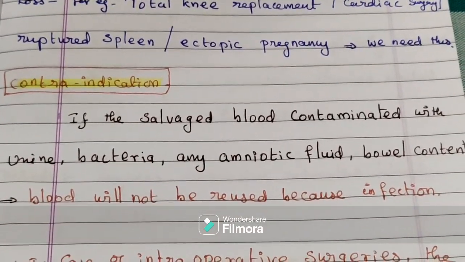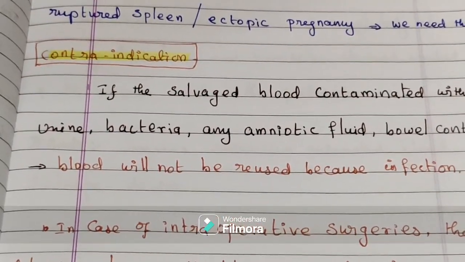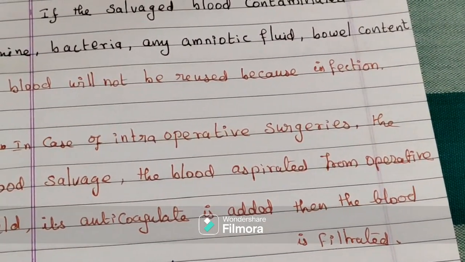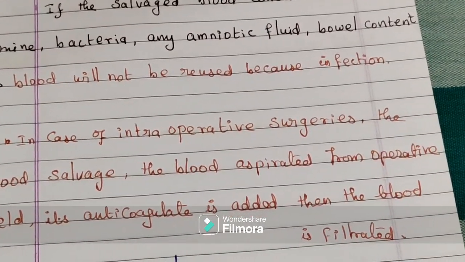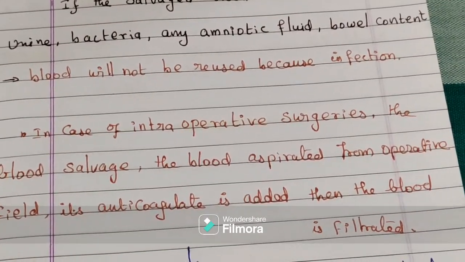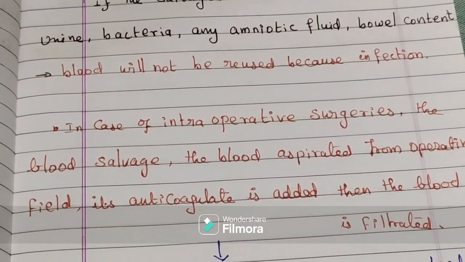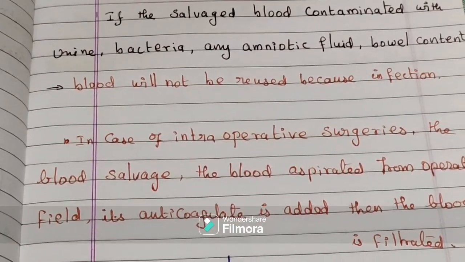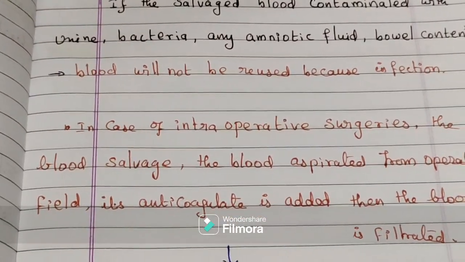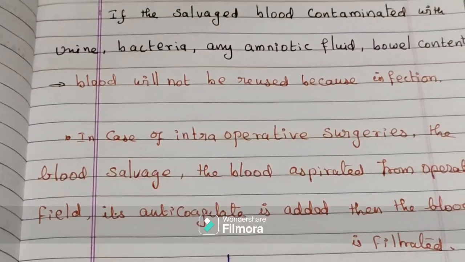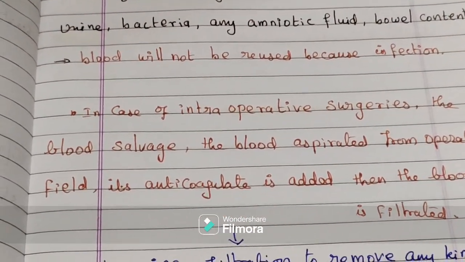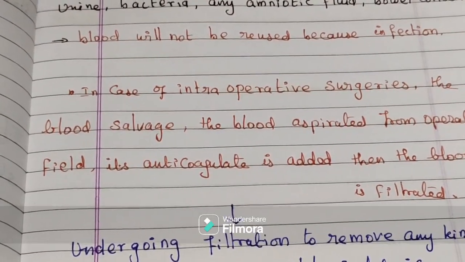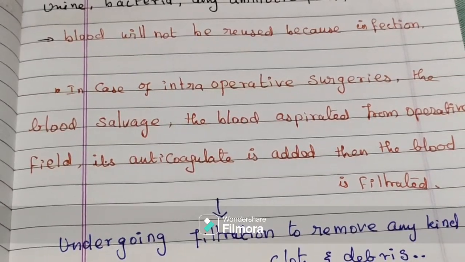This is the third important type of autologous blood transfusion. In any case, elective or emergency surgery, when blood loss is extensive, for example total knee replacement, trauma, cardiac surgery, ruptured spleen or ectopic pregnancy, in any kind of elective or even emergency surgery we can do this. Remember that the procedure is contraindicated if the salvaged blood is contaminated with bowel content, urine, bacteria or amniotic fluid. Any fecal material or urine contamination means that blood will not be reused, because there will be infection.